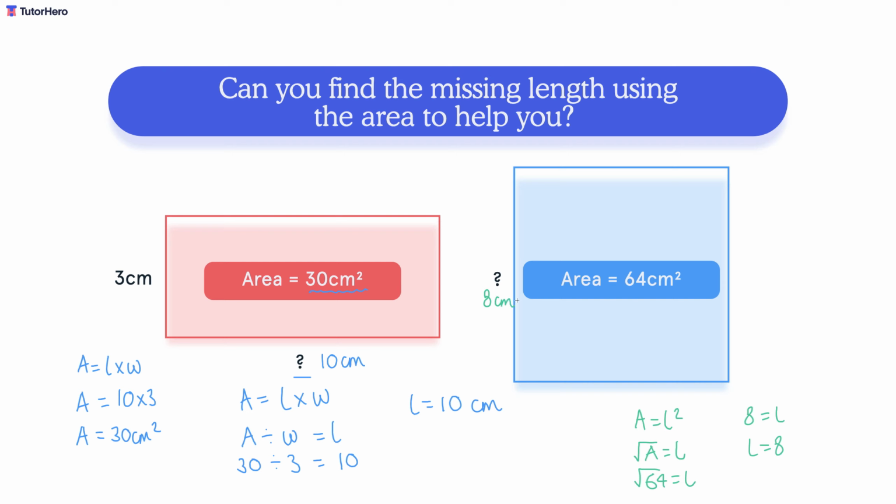8 centimetres. We can check this by using the formula to find the area of a square. A equals L squared. A equals 8 squared. A equals 64 centimetres squared. We know this is correct, so our missing length must be 8 centimetres. Well done if you managed to follow that.